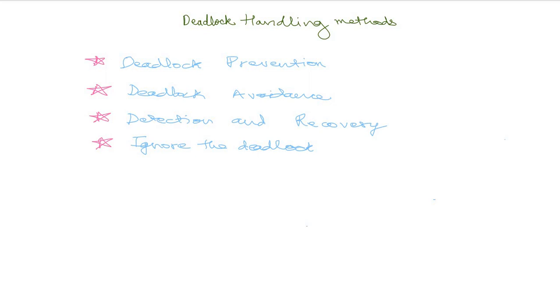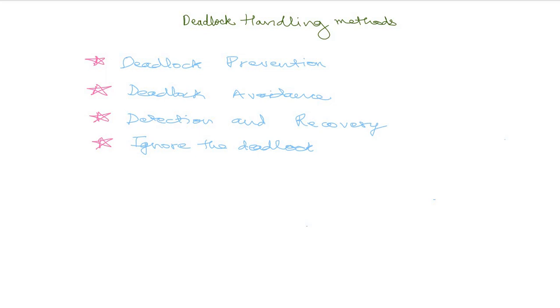So in this video we will be discussing deadlock handling methods. How do we handle deadlock in various systems? Now first of all, it's about deadlock prevention. What we do is ensure that one of those 4 essential conditions that we studied earlier, which were required for deadlock, should not happen, and that's how we do deadlock prevention.